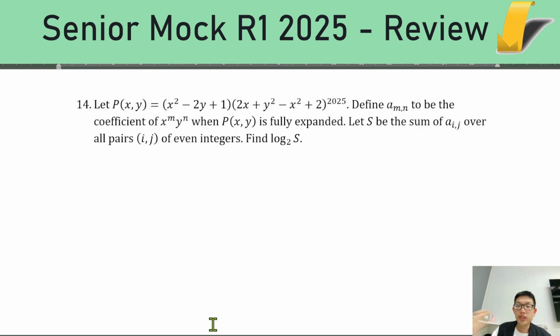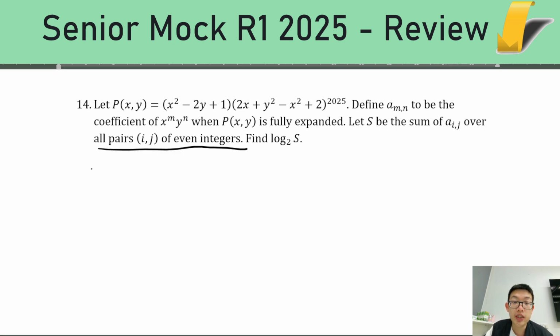So if I ask you for this specific thing, the sum of a_ij over all pairs of even integers, where a_ij is the coefficient of x^i y^j when this is expanded, we need to find something nice about it. And so let's start off with thinking about how we can extract out the coefficients. Now, if I put in any value of x and y, it will tell me something about the coefficients.